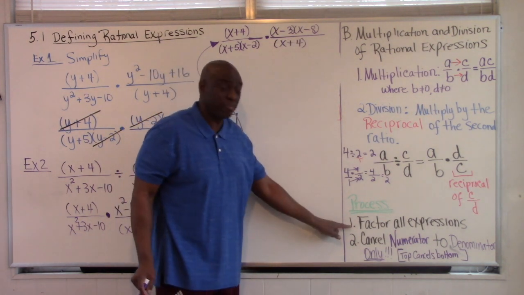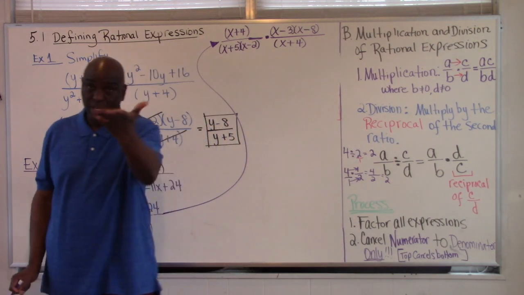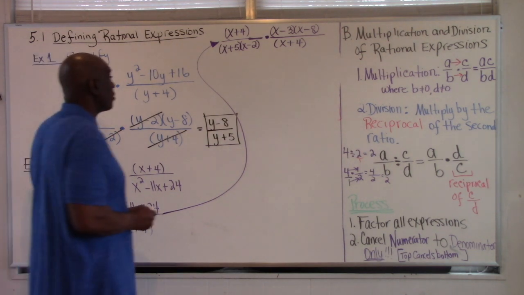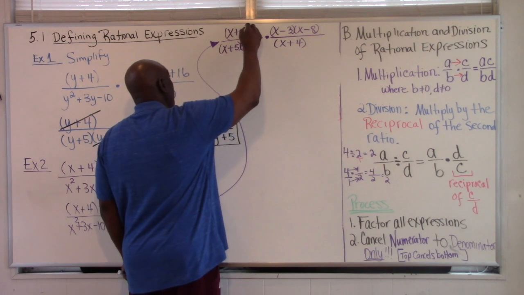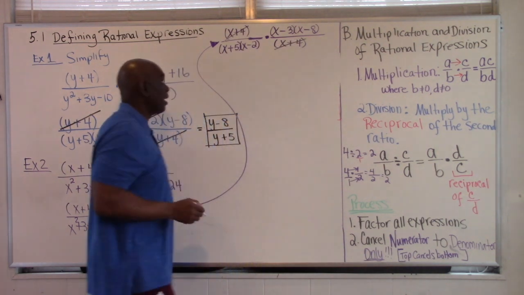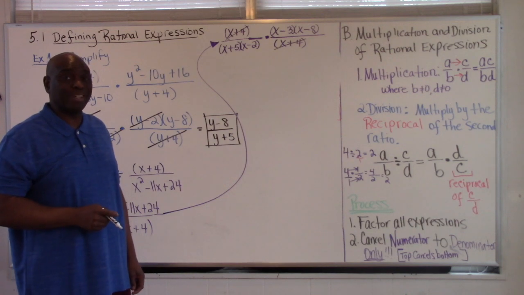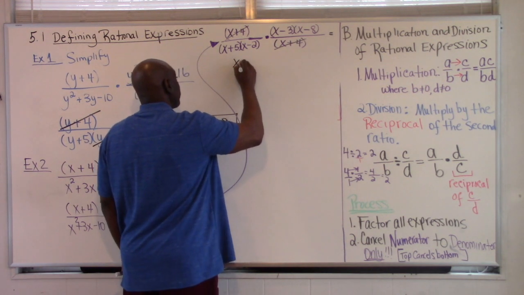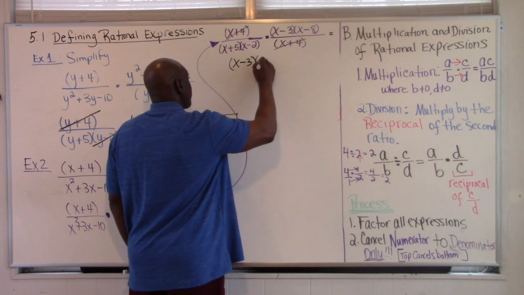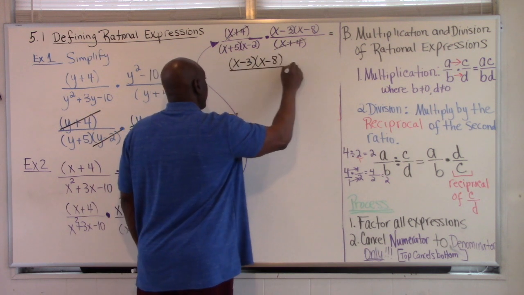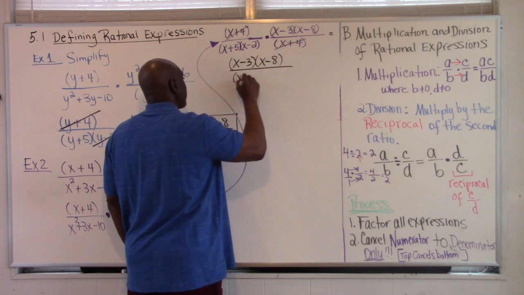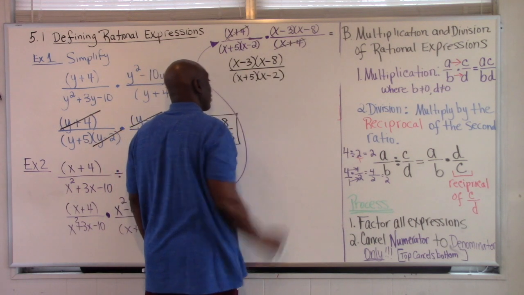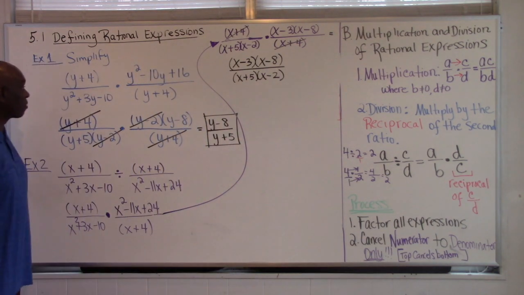Step 1 is done. We factored everything. Now step 2, cancel out. What can we get rid of? The x plus 4s can go. Anything else? Nope, not at all. There's the answer. So this is going to equal x minus 3 times x minus 8, divided by x plus 5 times x minus 2. And there you go.